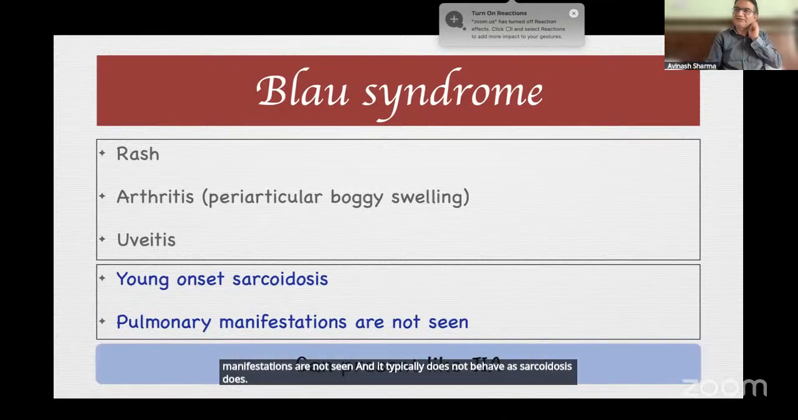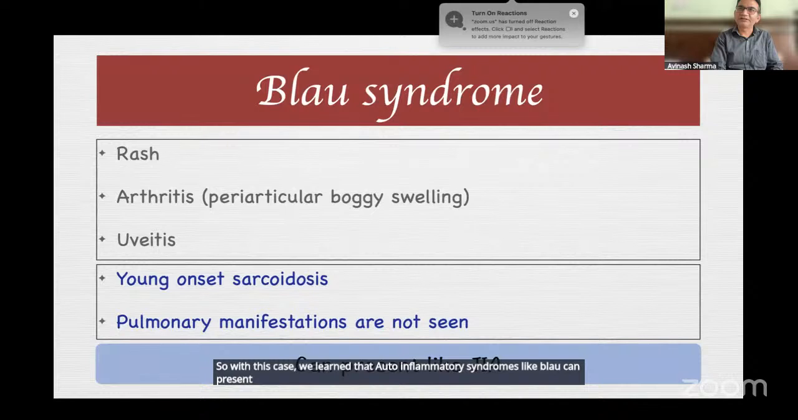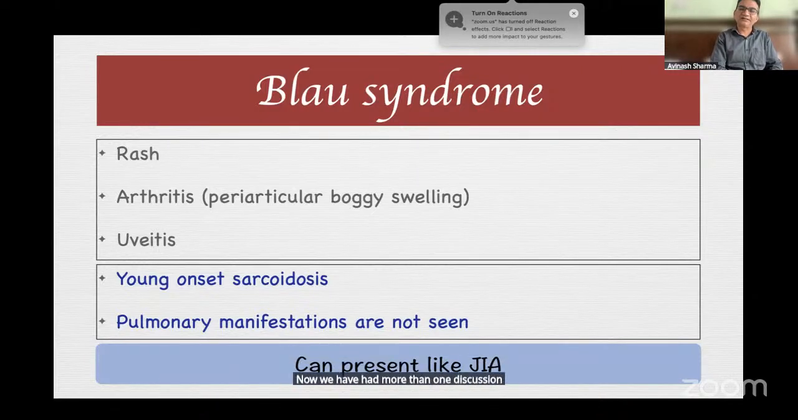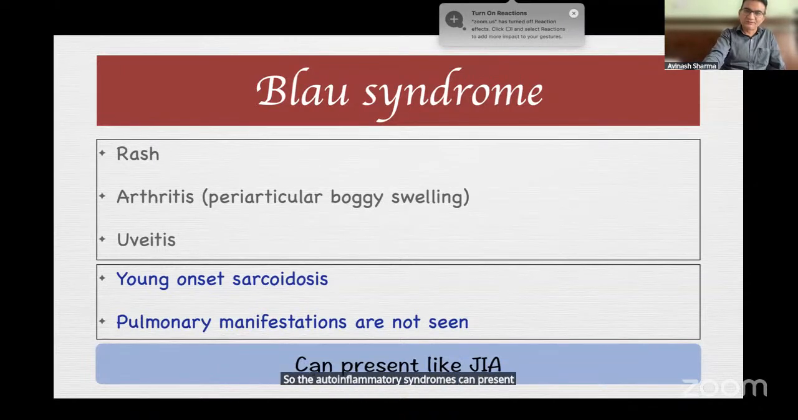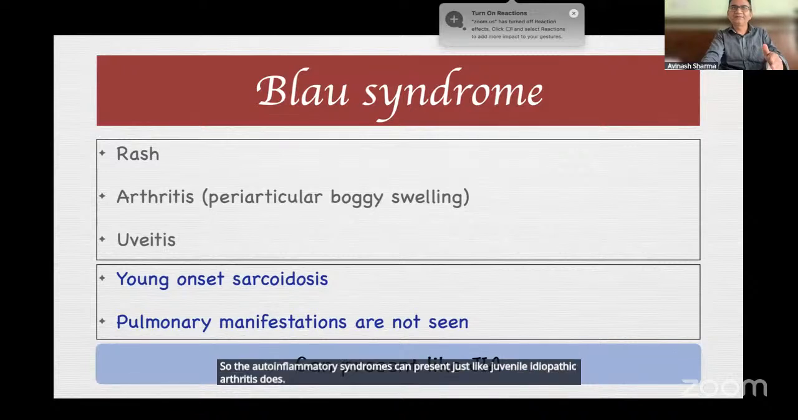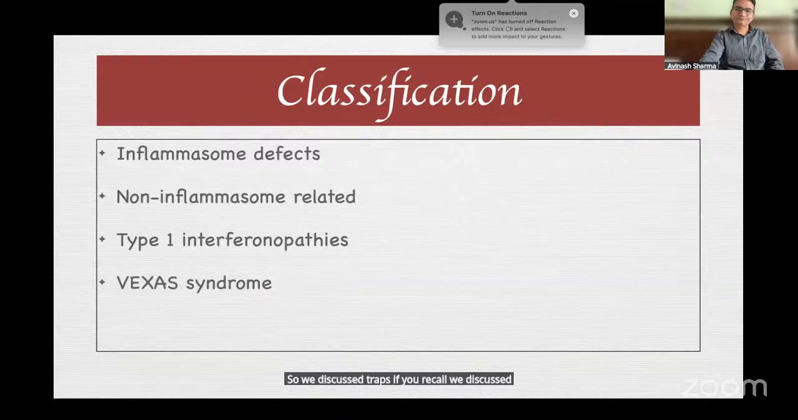So with this case, we learned that autoinflammatory syndromes like Blau can present just like juvenile idiopathic arthritis does. Now we have had more than one discussion on juvenile idiopathic arthritis. We know that children with juvenile idiopathic arthritis present with arthritis and can have rash. Uveitis is a very prominent manifestation. So the autoinflammatory syndromes can present just like juvenile idiopathic arthritis does. So we discussed TRAPS. If you recall, we discussed Blau syndrome.